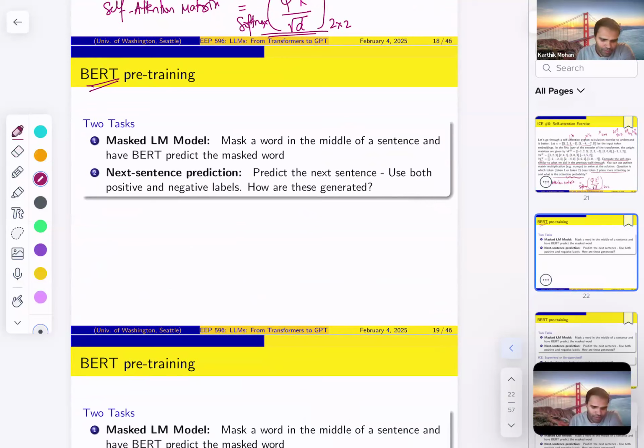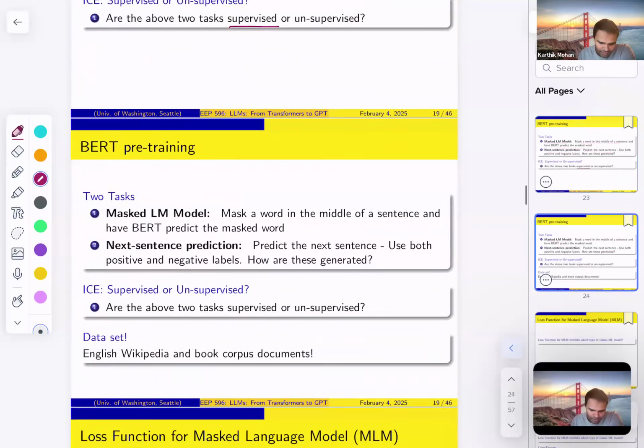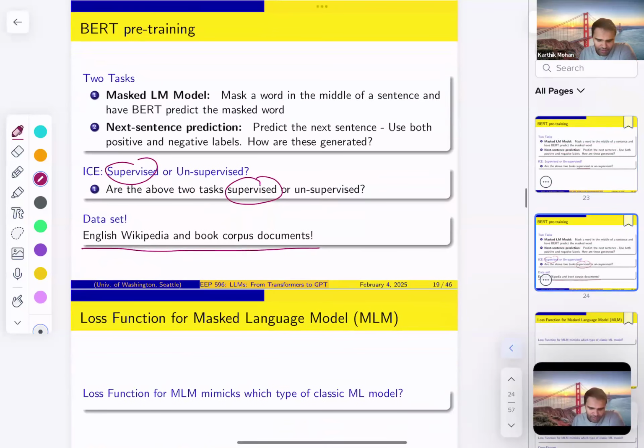Looking at BERT specifically, the BERT pre-training has two tasks. One is masked language model, and the other is next sentence prediction. Masked language model masks a word in the middle of the sentence and has BERT predict the masked word. Next sentence prediction predicts the next sentence using both positive and negative labels. Both are self-supervised tasks because you use self-supervision from the data to do the training. The data set is maybe Wikipedia and book corpus, and nowadays you can use data from anywhere.